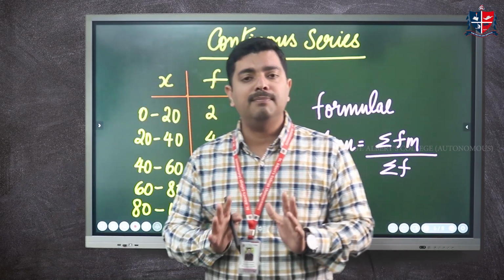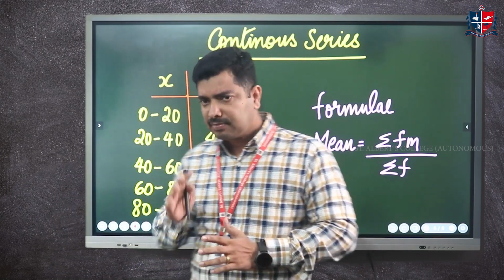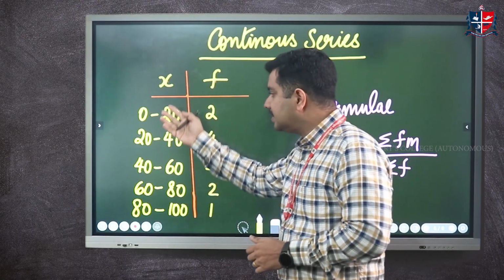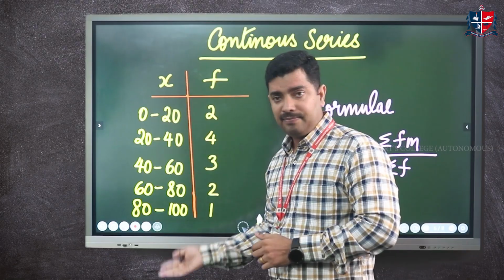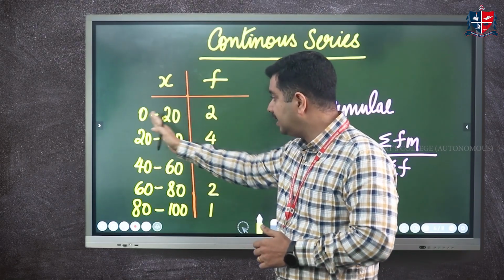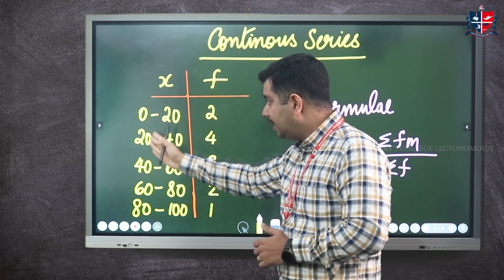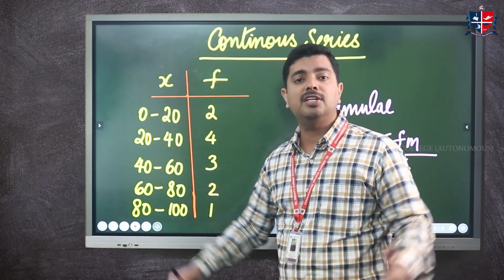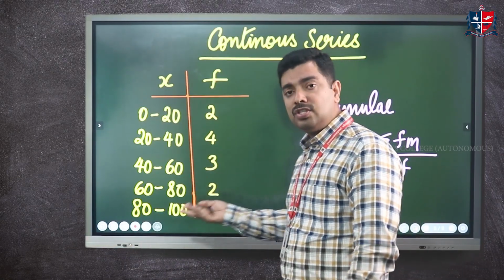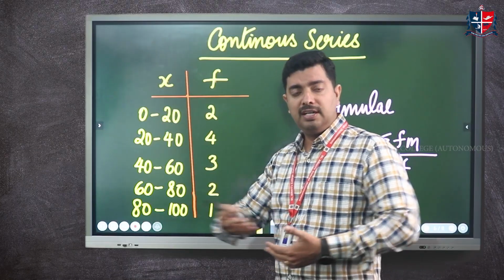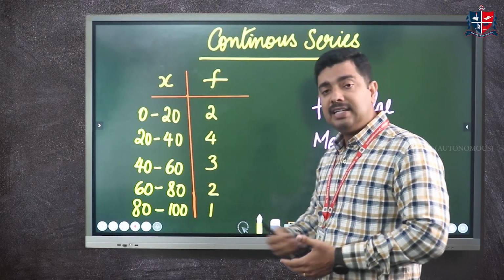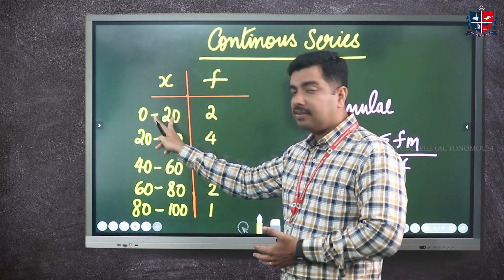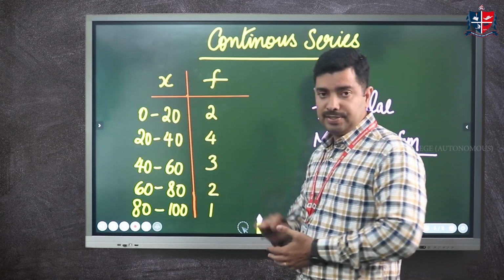Now, what do you mean by a continuous series? When a series is given in this format, like in a class interval, because it is continuous in nature: 10 to 20, 20 to 40, it is continuous from 0 to 100. The data is continuous from 0 to 100. That kind of given data set is what is known as a continuous series. In a continuous series, you will be given a range and a frequency.